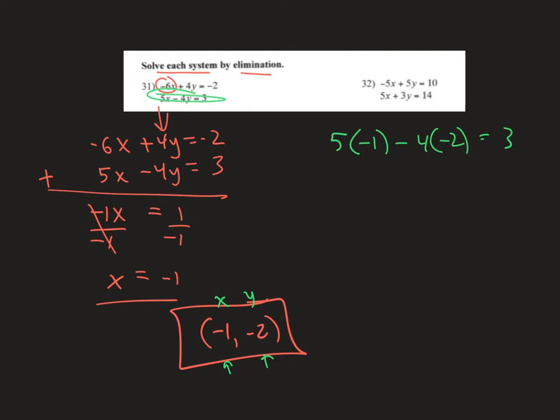So 5 times negative 1, which was my x value, is negative 5, minus 4 times negative 2 is a positive 8, equals 3. 8 minus 5, or negative 5 plus 8, is equal to 3. 3 equals 3, so this answer is good to go. Final answer: negative 1, comma, negative 2.